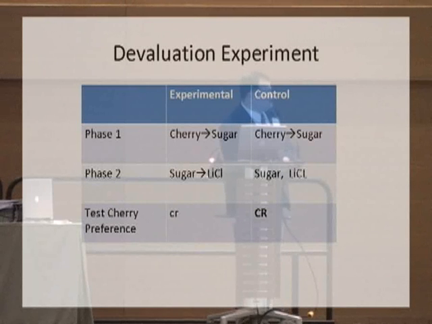You're going to notice that the preference for cherry flavor is very low here because the sugar has been paired with the poison and the cherry was paired with the sugar. And subjects here aren't going to be particularly bothered by this because there's no chain back to the cherry.